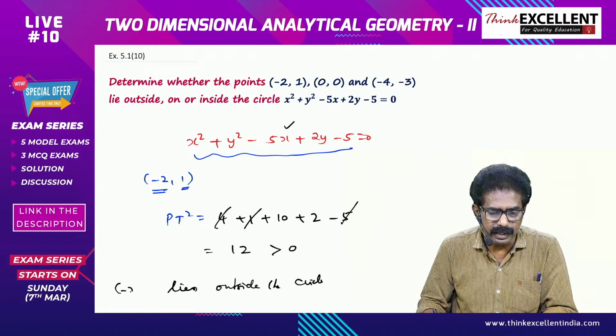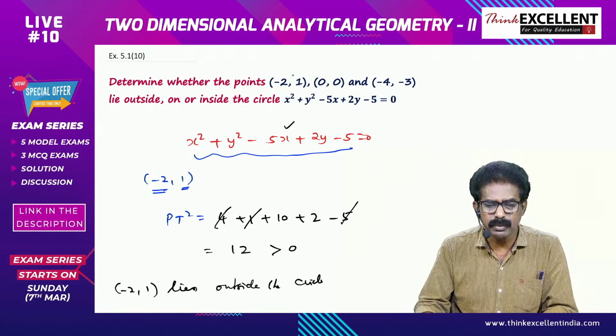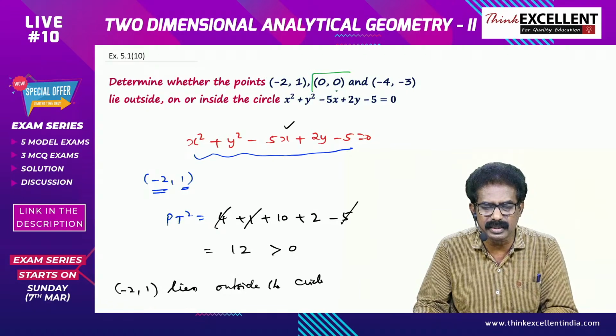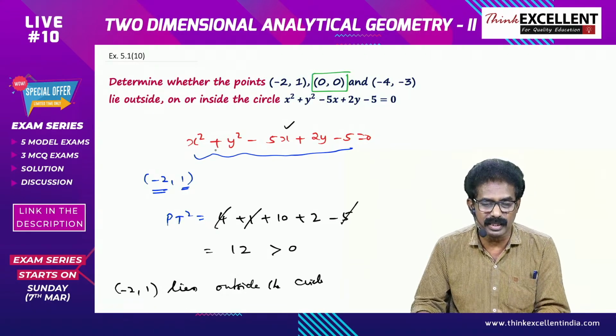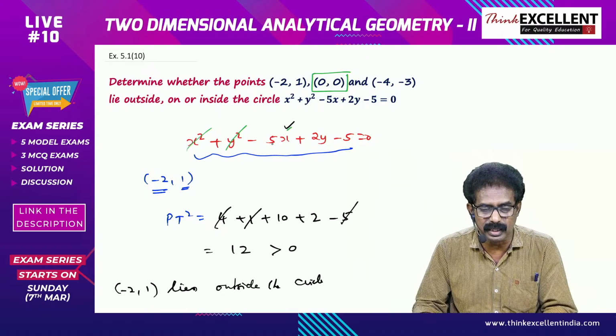The point (-2, 1) lies outside the circle. The second one is very simple, because what have they given? (0, 0), very easily you can do, right? For x put 0, for y put 0, everything becomes 0, right?